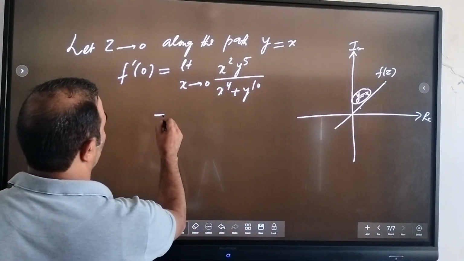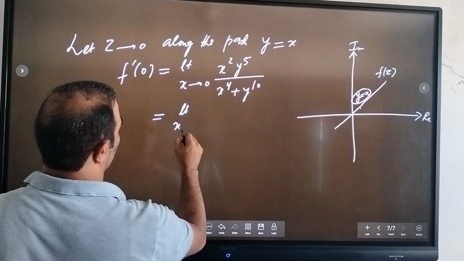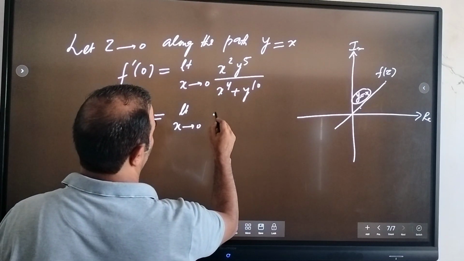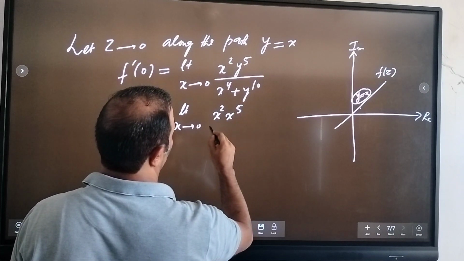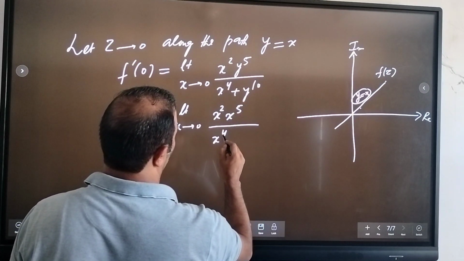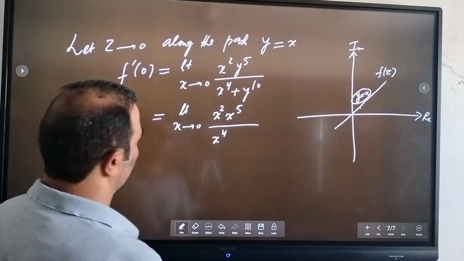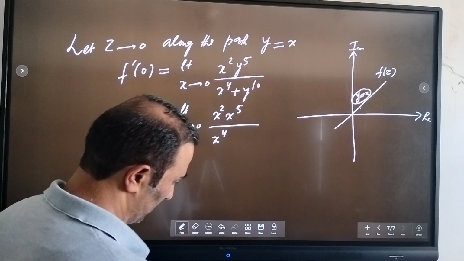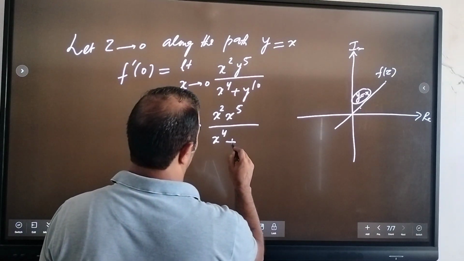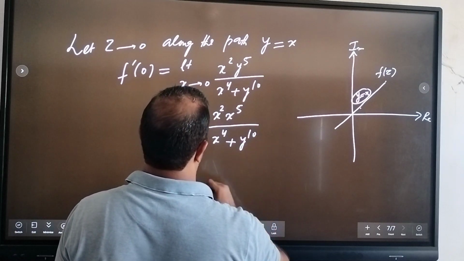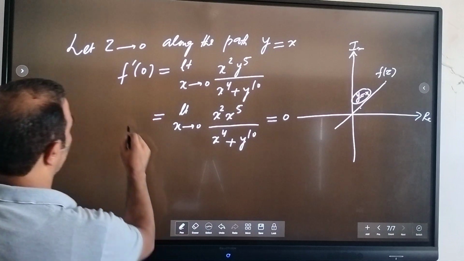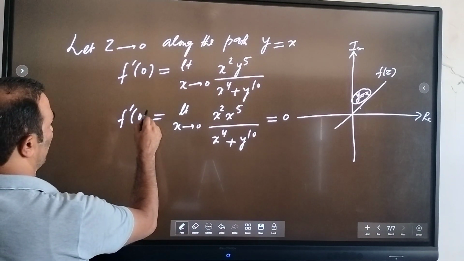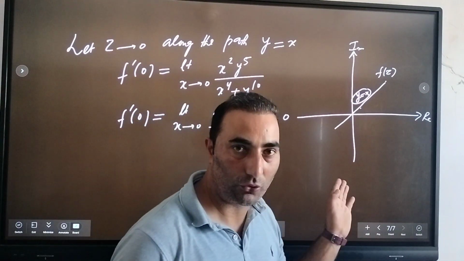So first, when you put y equal to x here, this will be equal to the limit x tends to 0 of x raised to power 7 upon x raised to power 4 plus x raised to power 10. Right? So this will be equal to 0. So in that case, our f dash of 0 will be equal to 0, because x tends to 0, right?